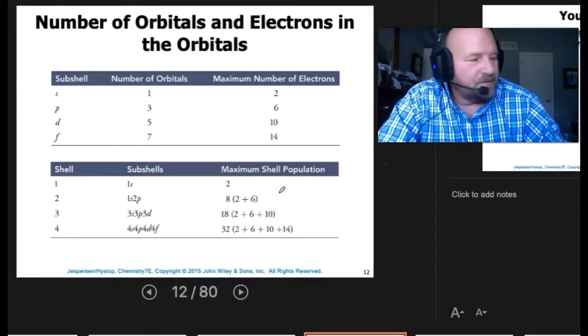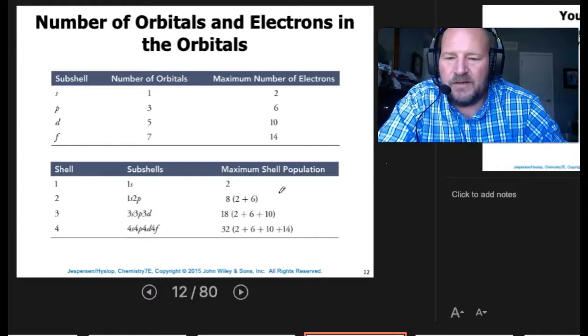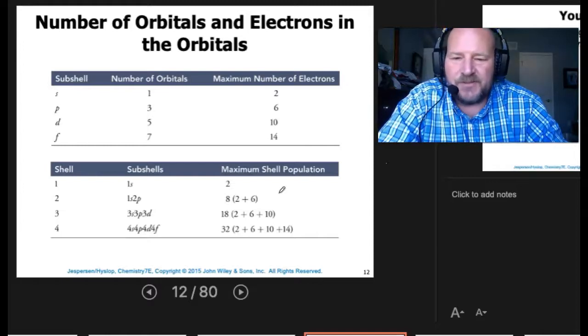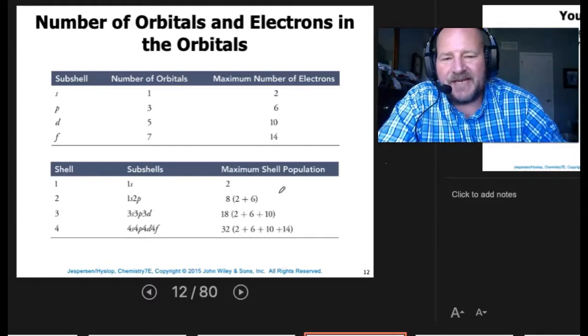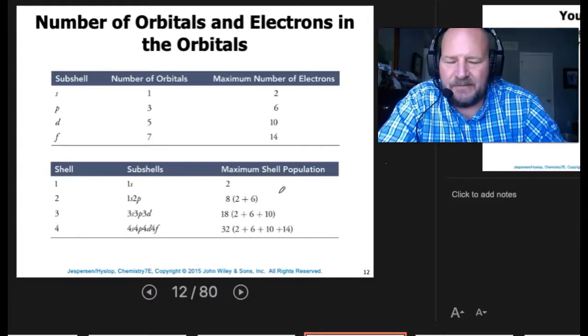Now for your shells, this would be 1, 2, 3, or 4, right? So for 1, you get the 1s subshell. Maximum shell population would be 2. For the second shell, you're going to have an S and a P. That's going to give us a total of 8 electrons. For the third shell, you're going to have an S, a P, and a D.